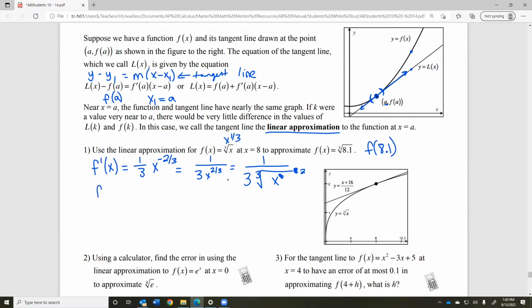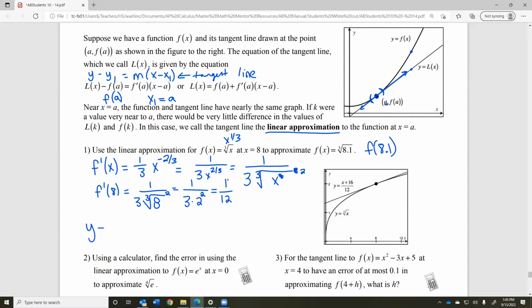So now we need to know what f prime of 8 is equal to. That's going to be 1/3 times the cubed root of 8 squared. We can either square the 8 first and get 64 and then take the cubed root of that, or we can take the cubed root of 8 first, which seems a little bit easier in this case, which is 2, and then square that value. And we get 1/3 times 4, which is 1/12. So the slope of our tangent line in this case would be 1/12.